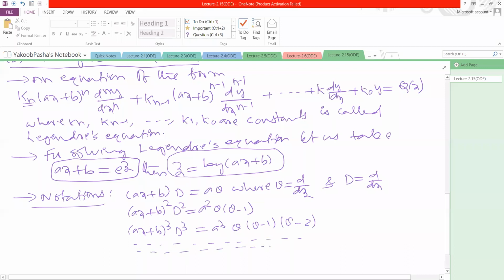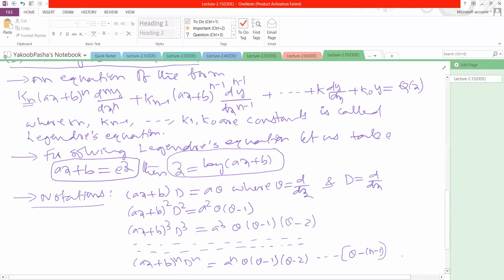We can write the last term: (ax plus b) whole power n into D power n is equal to a power n into theta into (theta minus 1), (theta minus 2), and so on, up to (theta minus n plus 1). For 1 we have 1, for 2 we have 2, for 3 we have 3, so for n we have n. The last factor is: for 3 we have theta minus 2, for n we have theta minus (n minus 1).